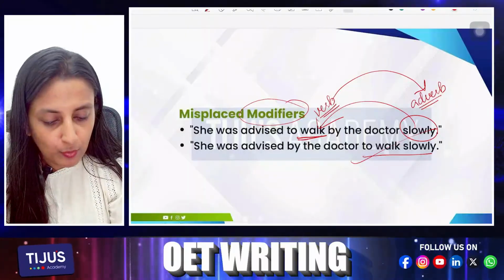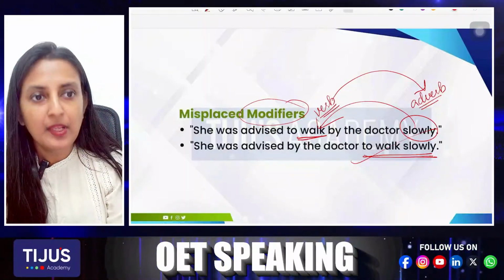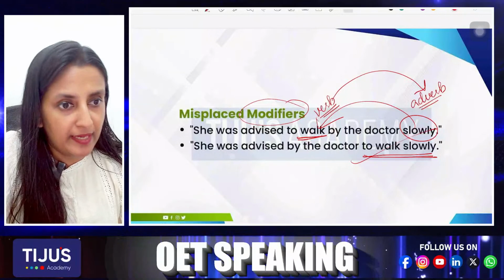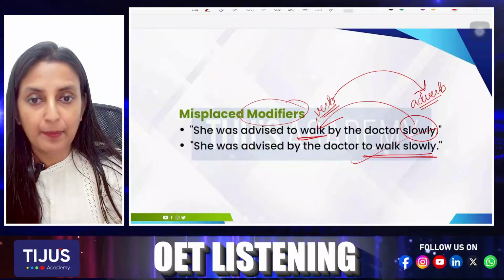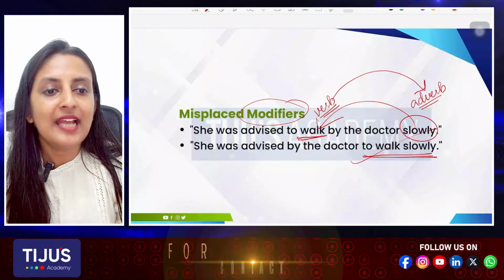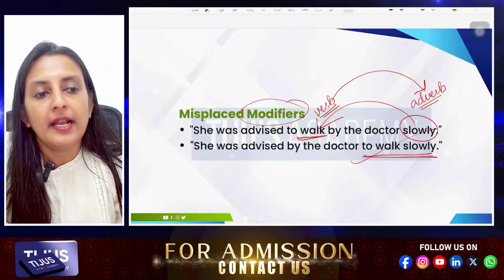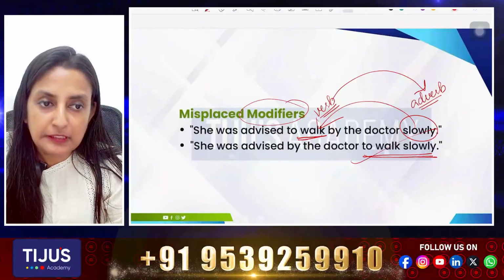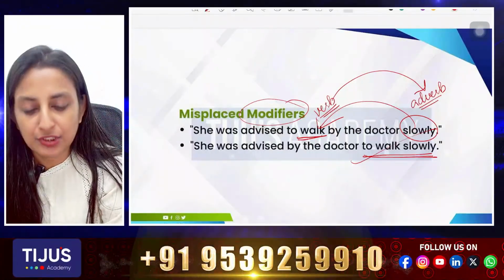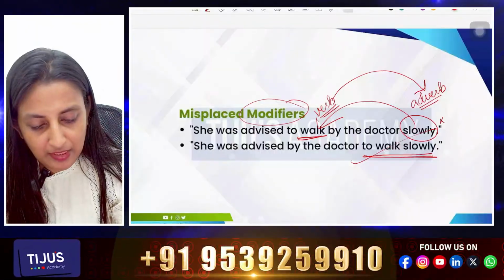So അതിനെ എന്തിൻ്റെ കൂടെ തന്നെ വേണം നമ്മൾ പ്ലേസ് ചെയ്യാനായിട്ട്? ആ വെർബിൻ്റെ കൂടെ തന്നെ വേണം പ്ലേസ് ചെയ്യാനായിട്ട്. ഇനി അങ്ങനെ അല്ല എങ്കിൽ എന്ത് സംഭവിക്കും? That has happened in the first statement. She was advised to walk by the doctor slowly. So doctor സ്ലോ ആയിട്ട് അവരോട് അഡ്വൈസ് ചെയ്തു എന്നാണ് ഫസ്റ്റ് സ്റ്റേറ്റ്മെന്റിന്റെ മീനിങ് വരിക.